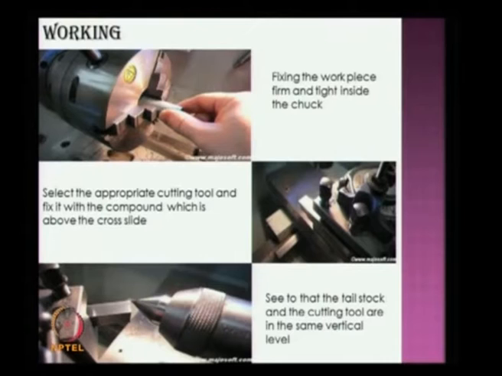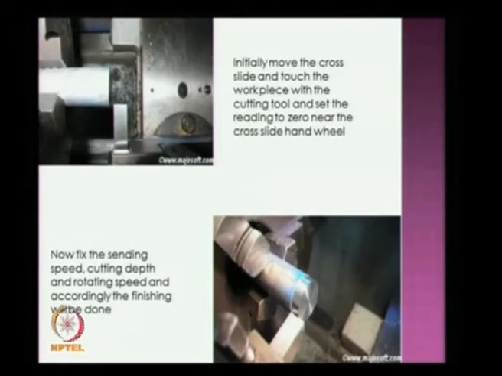Now let me tell you the working of the lathe machine in sequence. Firstly, fix the workpiece firm and tight inside the chuck. Select the appropriate cutting tool and fix it with the compound which is above the cross slide. Then see that the tailstock and the cutting tool are at the same vertical level. Then move the cross slide, touch the workpiece with the cutting tool and set the reading to 0 near the cross slide hand wheel. Now fix the feed speed, cutting depth and the rotating speed. Accordingly, the finishing will be done.